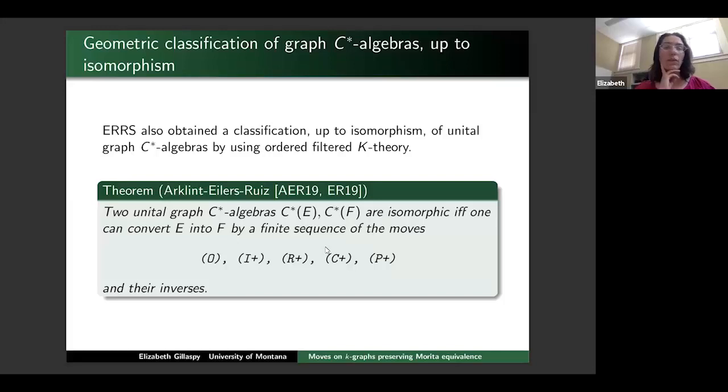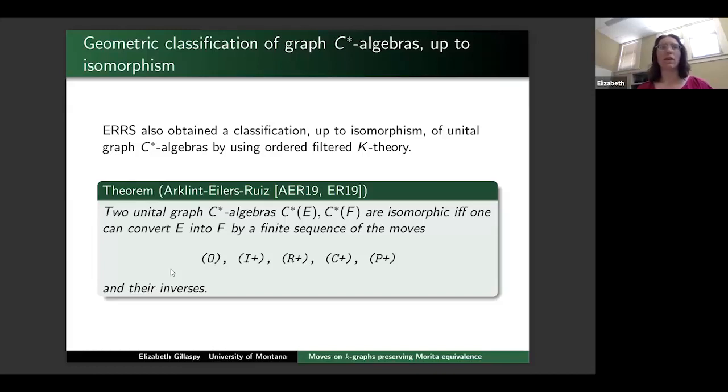And so they've proved that 2 unital graph C-star algebras are isomorphic if and only if you can get from one to the other by doing outsplitting. It's the same outsplitting move that was mentioned on the previous slide. In a variation on insplitting, this I plus, and then variations also on reduction, Kuntz splice, and the butterfly move. The one that's missing here is removing a regular source. Anytime you do that, you're definitely not going to preserve isomorphism.